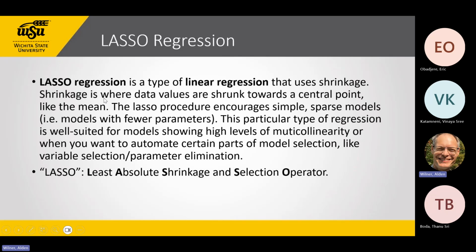So lasso is using shrinkage, right? We're going to shrink the data values towards a central point, like a mean, for instance, or like 0 in this case. We're encouraging simple, sparse models with fewer parameters.